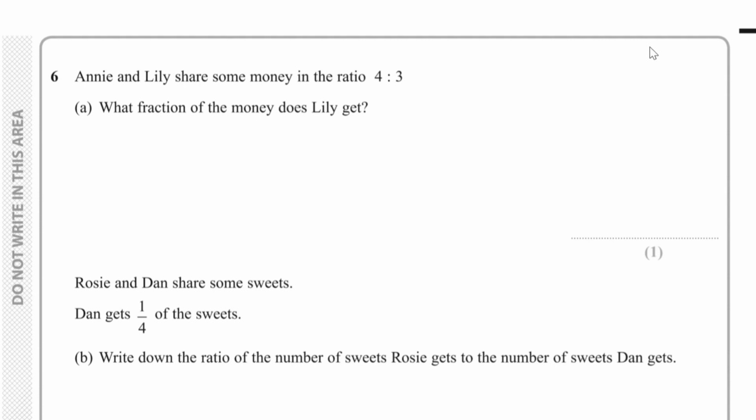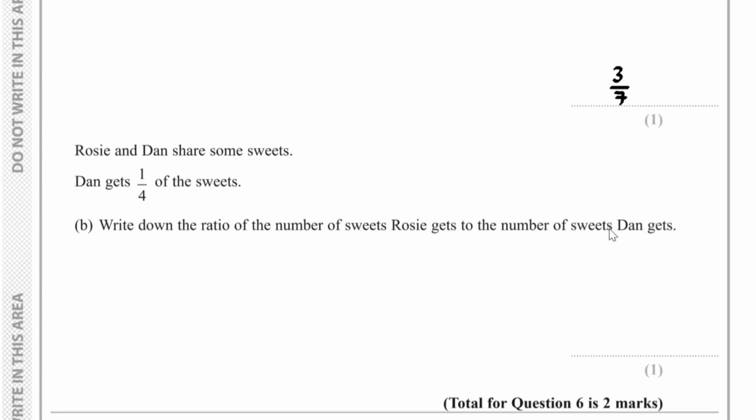Question number 6. Annie and Lily share money in the ratio of 4:3. What fraction of the money does Lily get? Well, in total we've got 4 plus 3, which is 7, and of those 7, the fraction that Lily gets is 3. So we have 3/7.